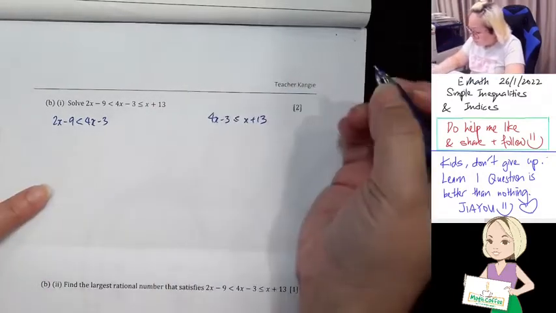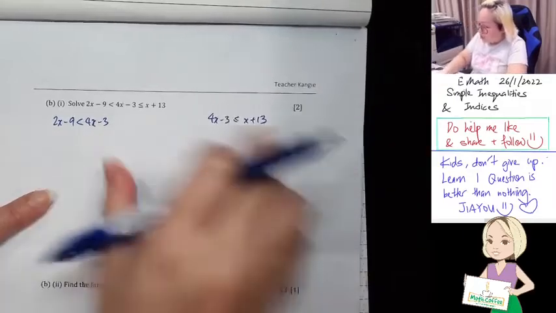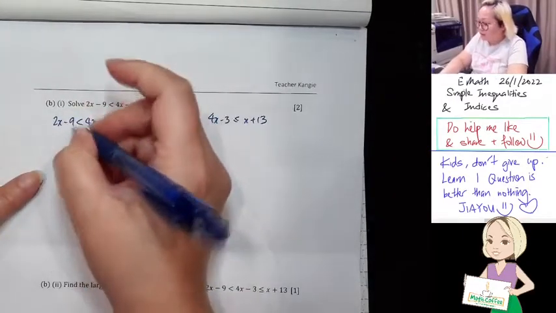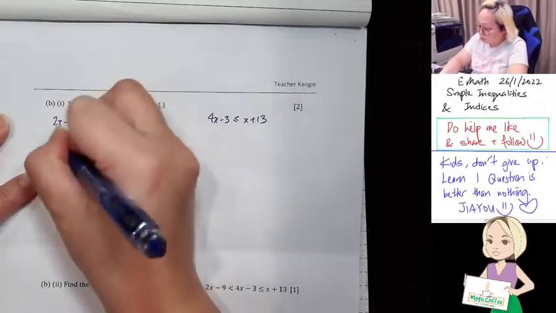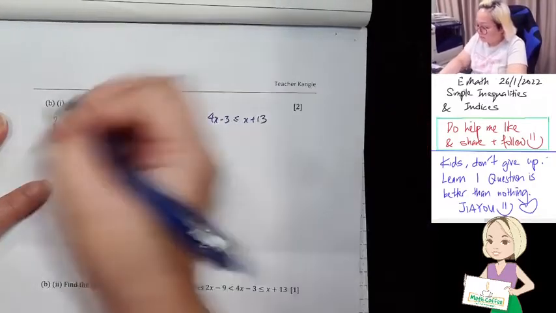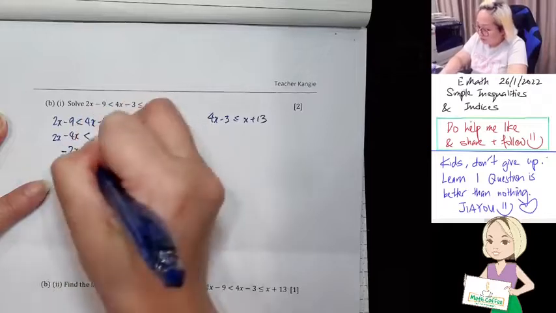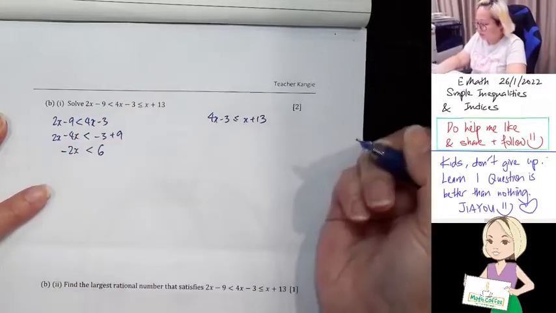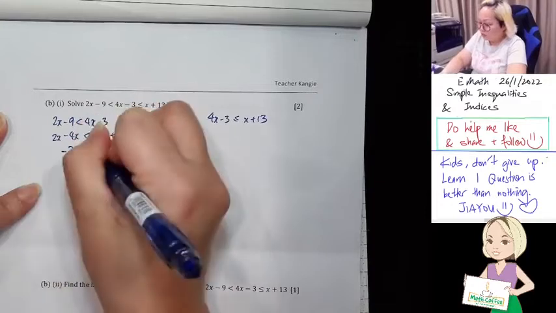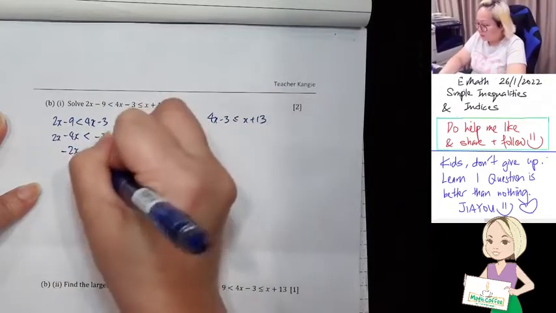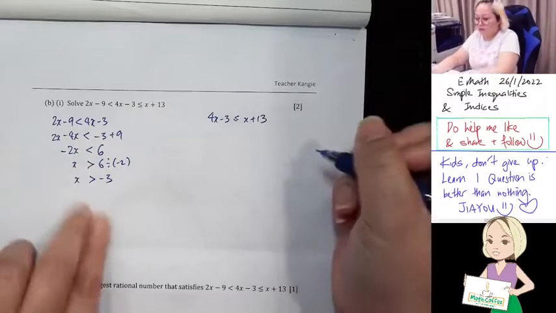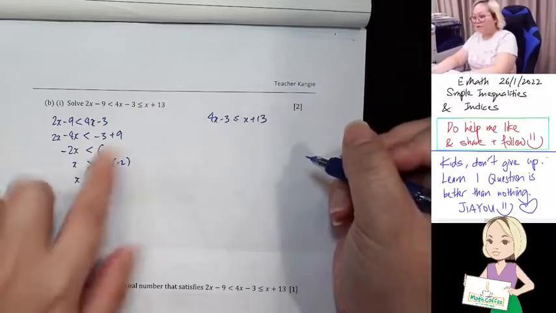Okay, so let's continue. We're going to do this separately. This one, same thing: x throw to one side, number throw to the right-hand side. So it will be 2x minus 4x minus 3 plus 9. So it's minus 2x less than 6. Do you see that I'm going to divide by negative 2? Now you need to make sure you flip the sign. 6 divided by negative 2, so x is more than minus 3. So this is the range for this side.